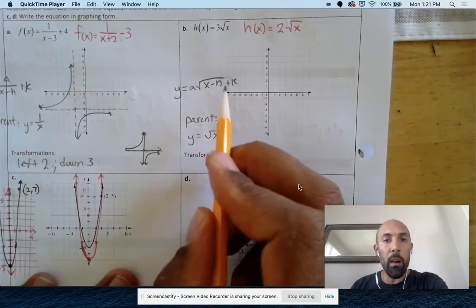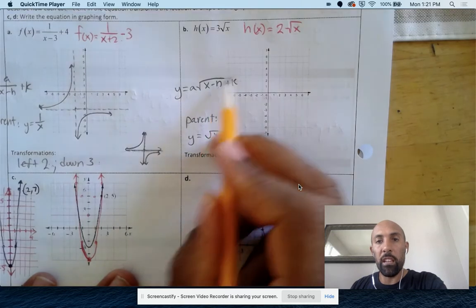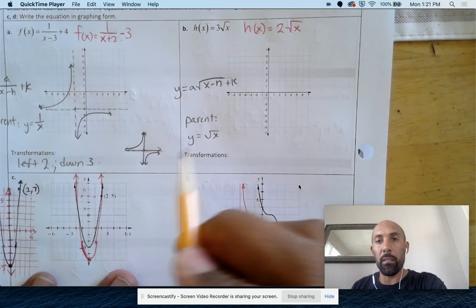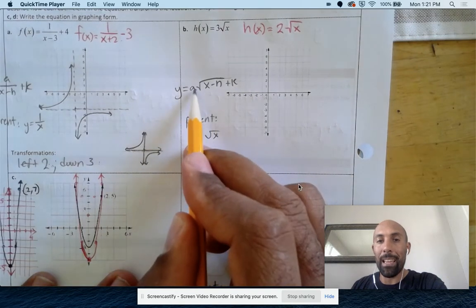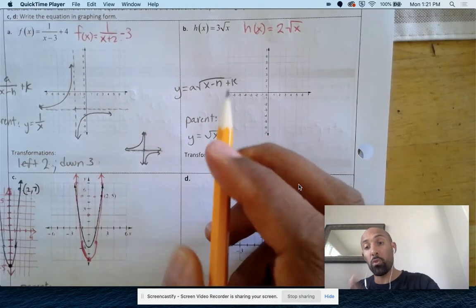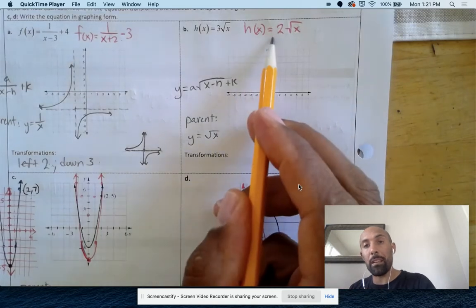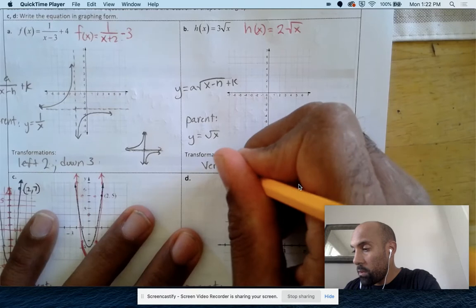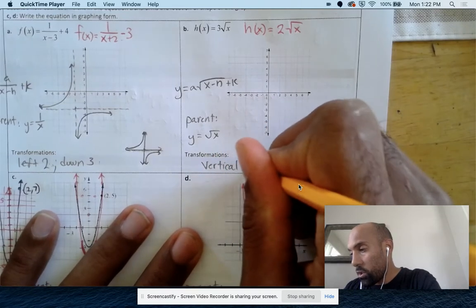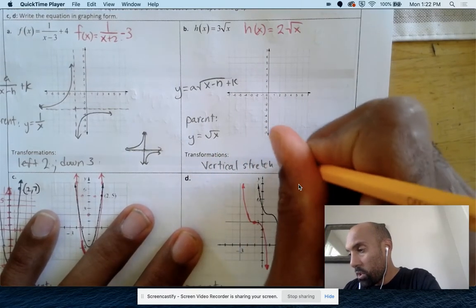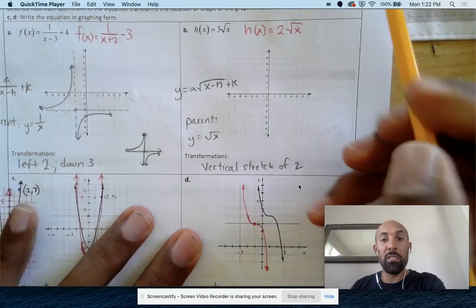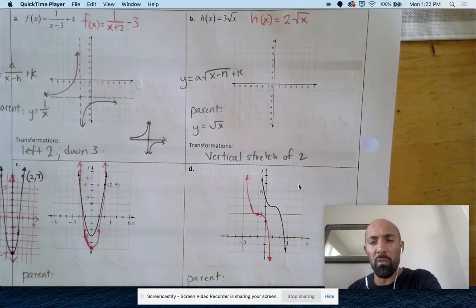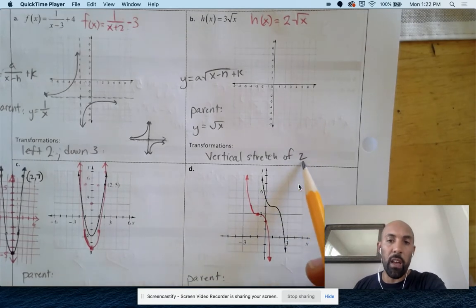Okay. Now there's no change to h, obviously, inside, and there's no k on the outside, but there is a change to a. Remember, I told you that causes vertical stretches or compressions. And since that number is bigger than 1, it's going to be a vertical stretch of 2. Or, if it asks you what's the vertical stretch factor, you'd say the factor is 2.